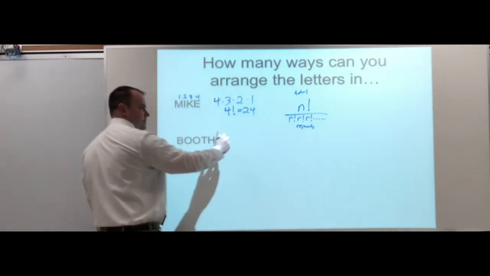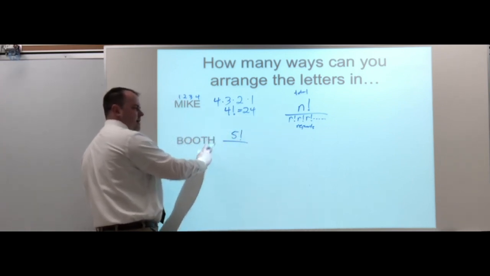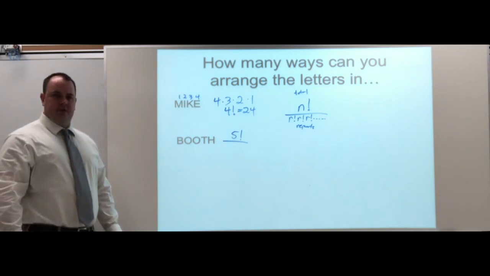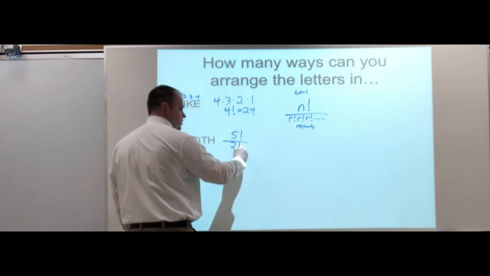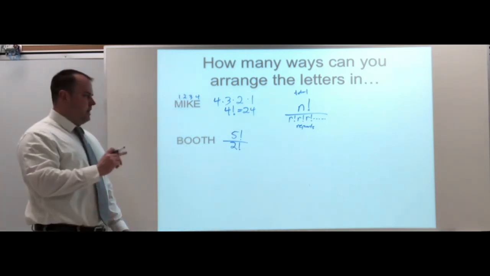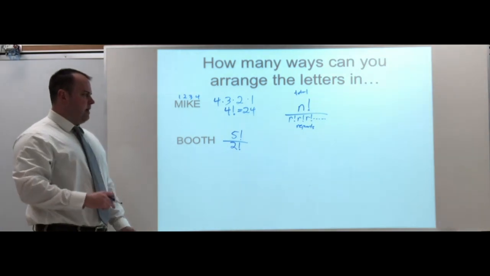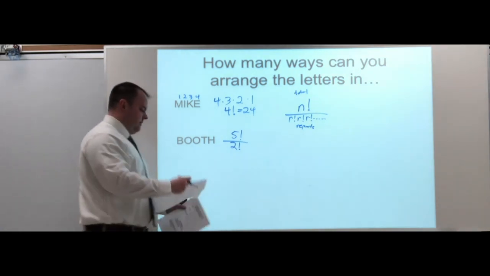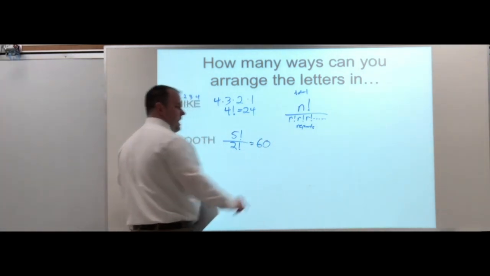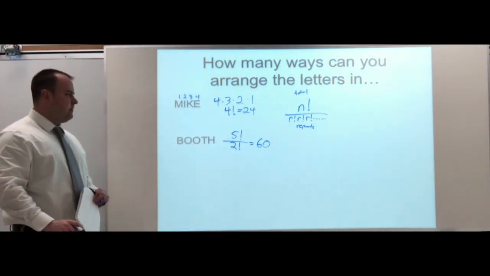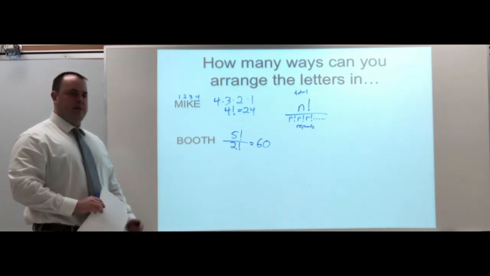Okay, so for booth, there's 5 total. 1, 2, 3, 4, 5. And O repeats twice. So since 2 O's, 2 factorial. Now make sure each value has its own factorial symbol. 5 factorial divided by 2 factorial, and that should give you, so again, I don't really remember the answer off the top of my head. I have it as 60. Okay? So you need to think how many letters repeat and how many times do they repeat.